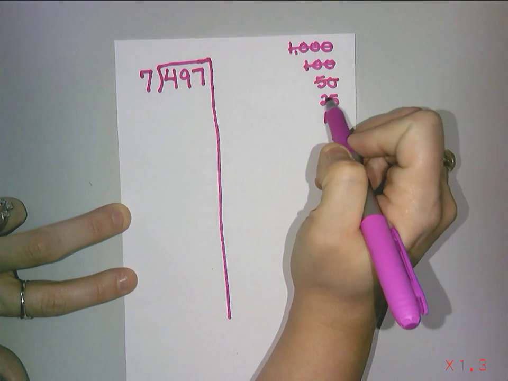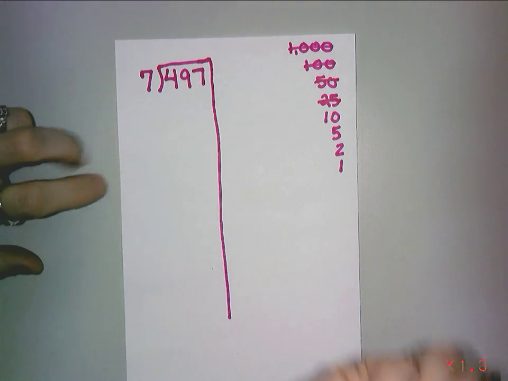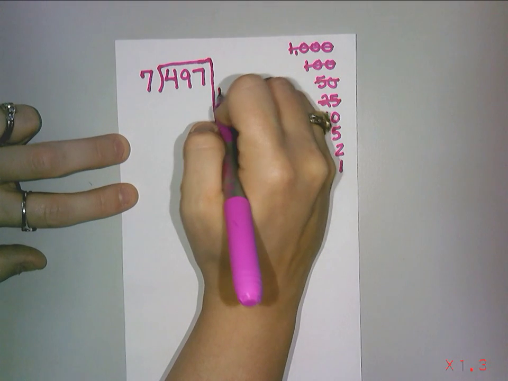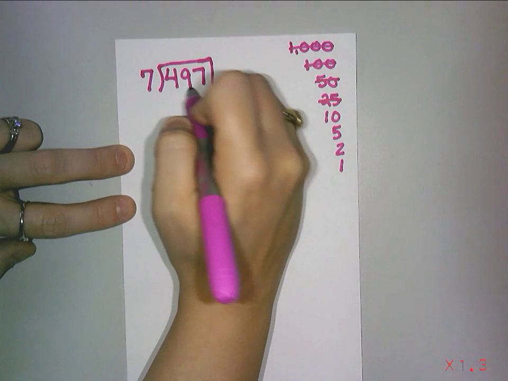10 times 7 is 70. Again, I can still subtract. 7 minus 0 is 7. I have to borrow for this one. 12 minus 7 is 5. 3 minus 0 is 3. So I now have 357.